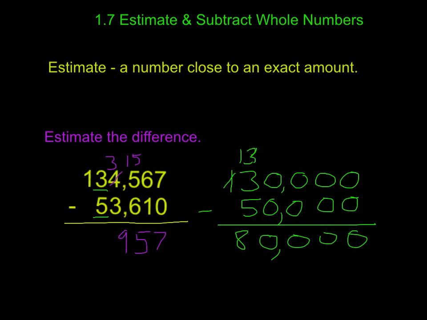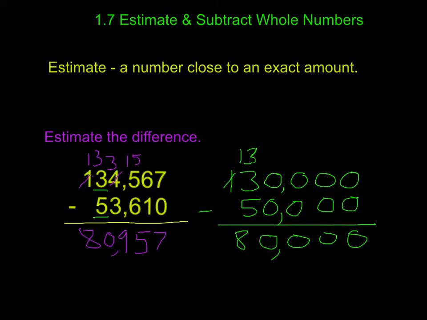Then we have our 3 subtract 3, which is 0. And our 3 subtract 5. 3 cannot subtract 5, so once again we have to regroup. So we're going to take away our 1 right there. And it's going to give us a 13. 13 subtract 5 is going to give us an 8.